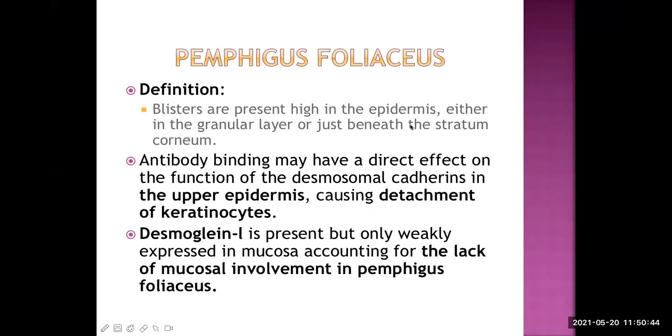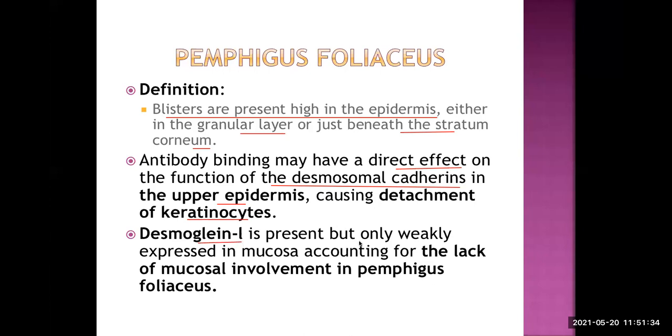Now, after the discussion of Pemphigus vulgaris, there's another small topic which is almost similar, known as Pemphigus foliaceus. So what is the difference? Pemphigus foliaceus is a condition where blisters are present high in the epidermis, either in the granular layer or just beneath the stratum corneum. So they occur even more superficially than Pemphigus vulgaris. The antibody binding may have a direct effect on the function of the desmosomal cadherin in the upper epidermis, causing detachment of the keratinocytes. So again, they are causing destruction or damage to the desmosome.